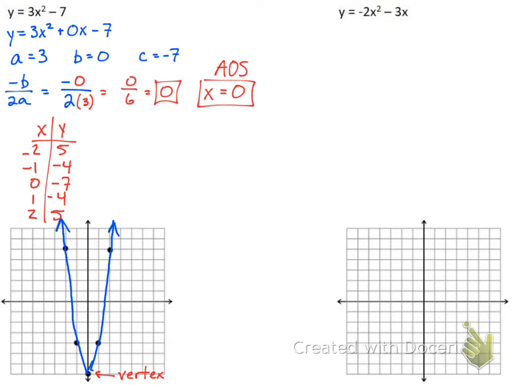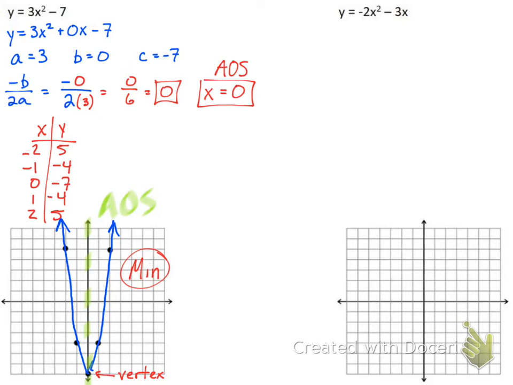My equation for my axis of symmetry, I'm going to highlight it so you can actually see it. There's my axis of symmetry. It's the y-axis. And then this thing has a minimum. Again, it has a minimum because it has a bottom point. So there's my graph there.